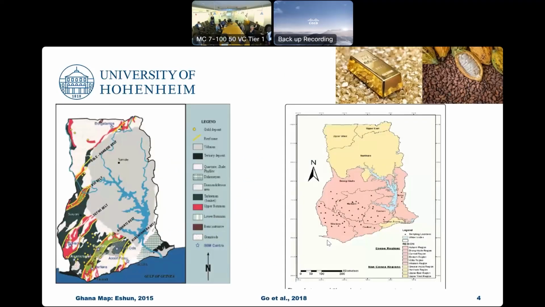Now, a look at the map on the left shows us where the gold-bearing lands are, and we can see that they are along the southwestern part of Ghana. And then this map here shows us that cocoa is also incident around the same place. So what does that mean? Immediately, competition for land.